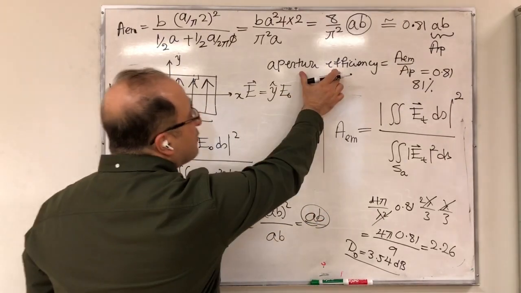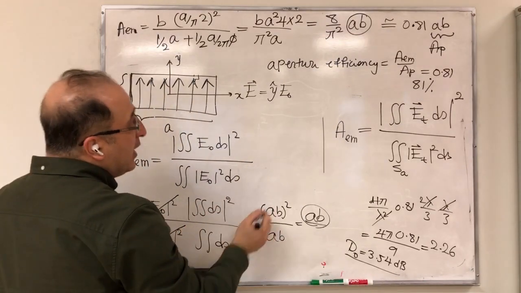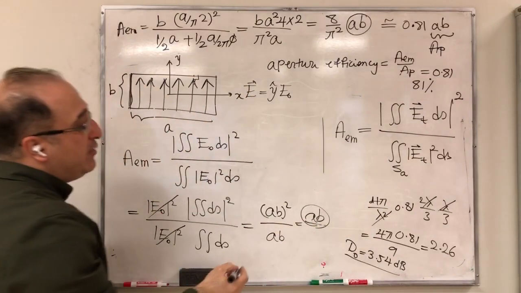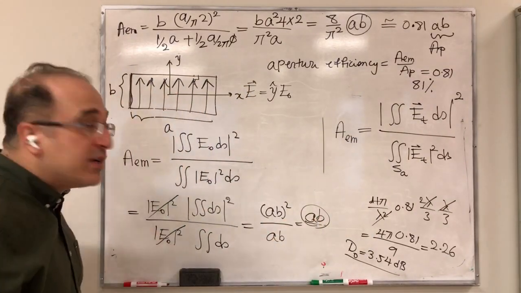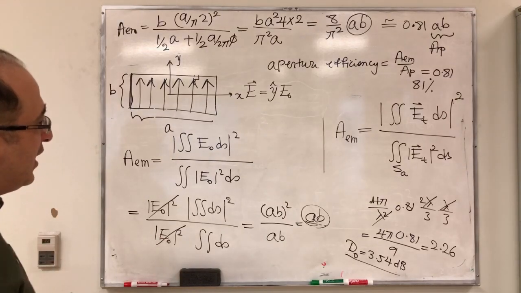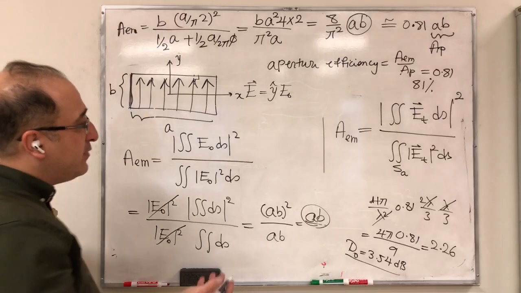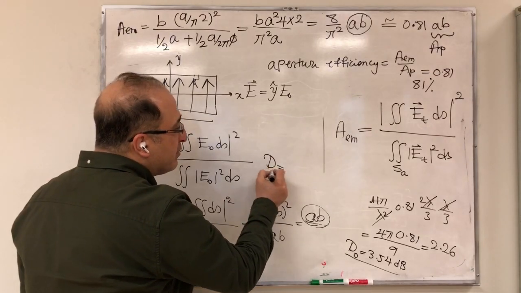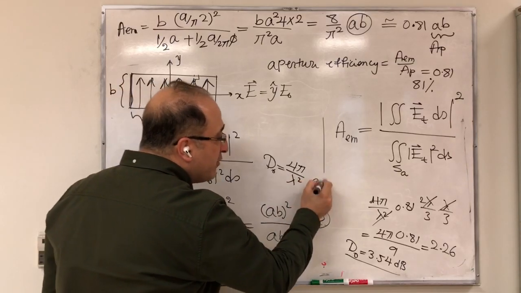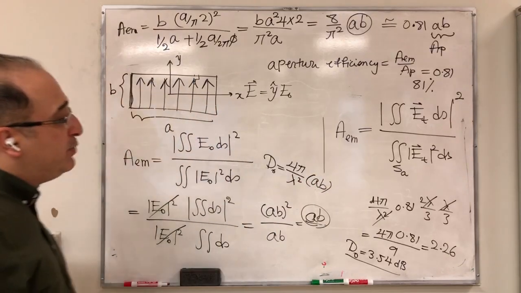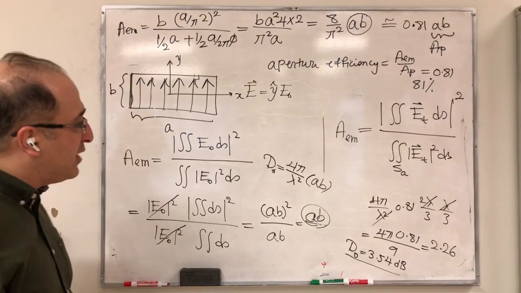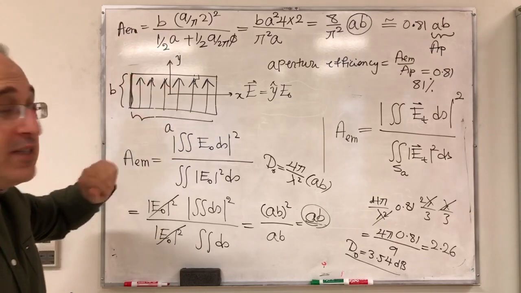Therefore, your aperture efficiency becomes effective area, which is AB, divided by physical area, which is AB, which is 1. So you're going to get 100% aperture efficiency in this case. And then if you go for directivity in this case, you can estimate maximum directivity by 4 pi over lambda squared times effective area, which is simply AB. So that's a situation with this type of antenna. So you have a chance to increase your directivity.